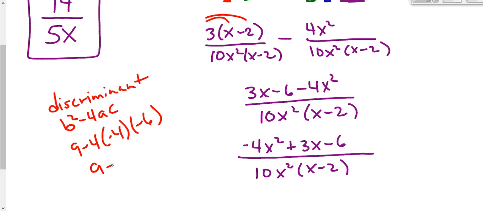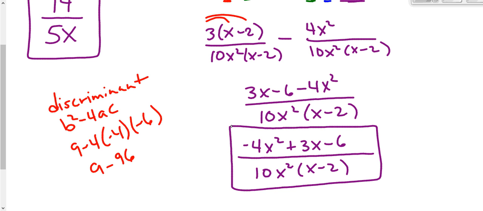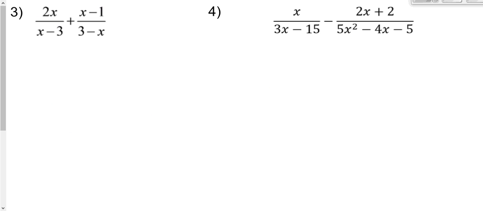And that would be 9 minus, oh, what's that, 96? Okay, not a perfect square, not factorable. But it's important to check because sometimes they might be, and sometimes these answers can reduce. So here's our answer. Okay, let's move on to the next one.